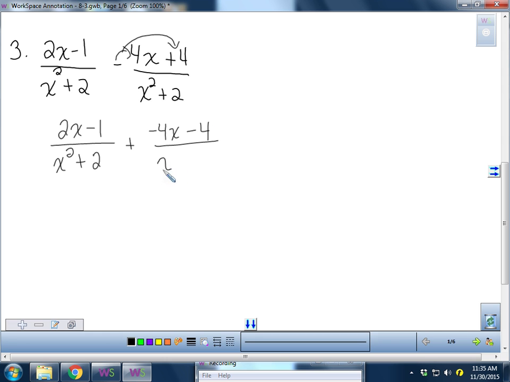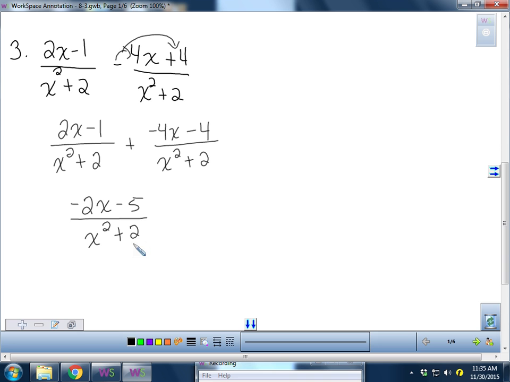Notice I do have the same denominator of x squared plus 2, so I'll just combine the tops again. 2x and negative 4x are going to give me negative 2x, and negative 4 and negative 1 will give me negative 5, all over my common denominator of x squared plus 2.